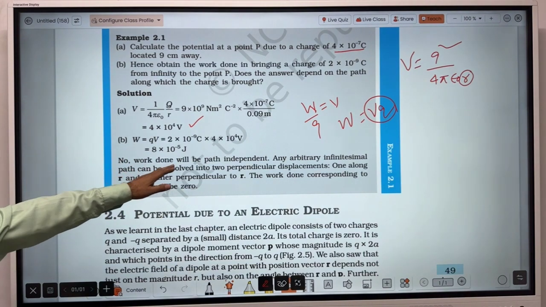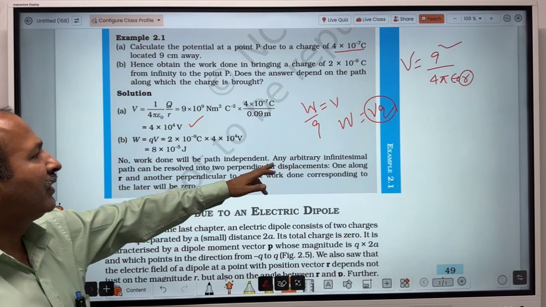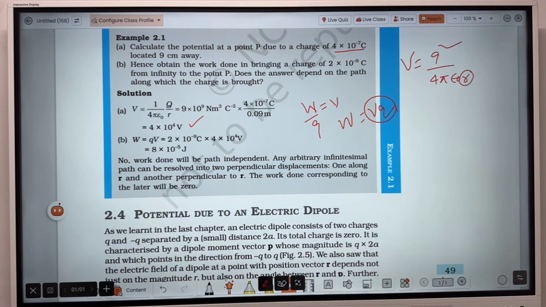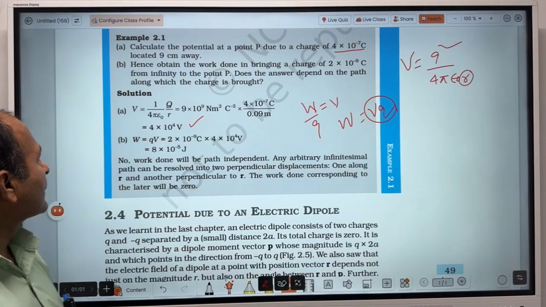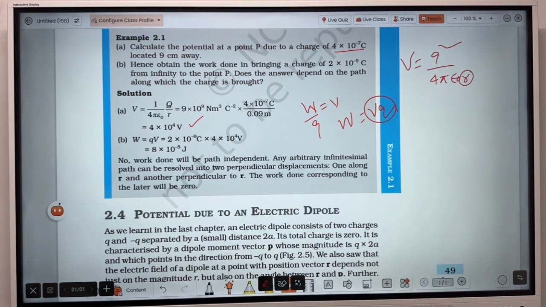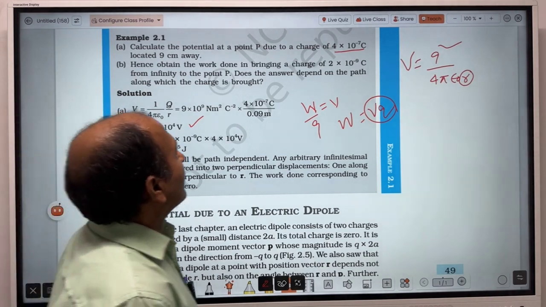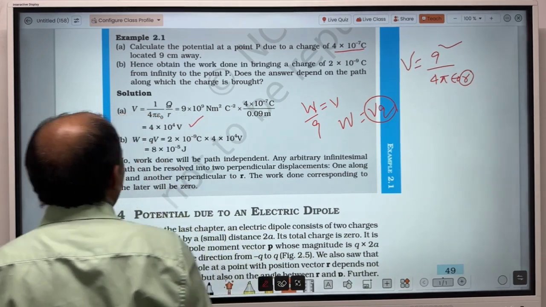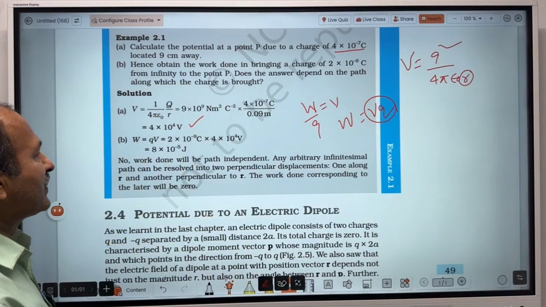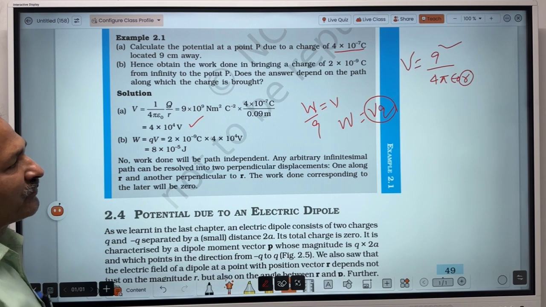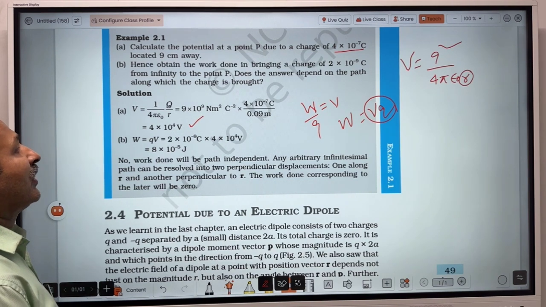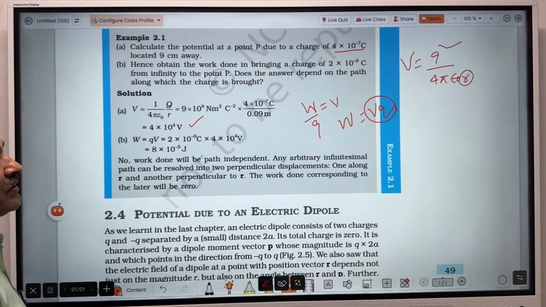Here it is given that the work done will be path independent. Any arbitrary infinitesimal path can be resolved into two perpendicular displacements, one along R and another perpendicular to R. The work done corresponding to the latter will be 0. What is the meaning? Any arbitrary infinitesimal path can be resolved into two perpendicular displacements. There will be two displacements, one will be the sin theta component, another will be the cos theta component. So they are saying that the work done due to the one which is perpendicular will be 0, because cos 90 is 0.